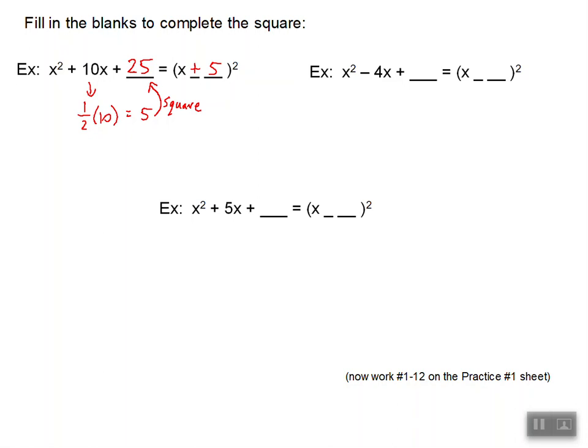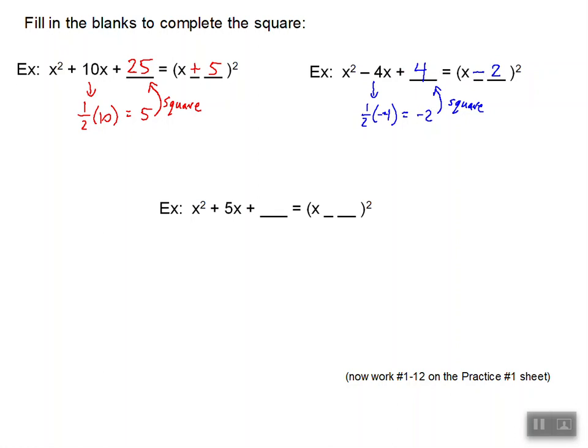X squared plus 10x plus 25 is a perfect square trinomial, and it will factor into x plus 5 quantity squared. Let's see if we can continue that pattern over here. We take half of this middle number. Half of negative 4 is negative 2. I don't care if it's a positive or a negative because we are going to square and that's always going to have a plus sign right here. Squaring negative 2, we get positive 4. X squared minus 4x plus 4 factors into x minus 2 quantity squared. So this negative 2 gets squared to go here. It's also appearing right here in our factors.